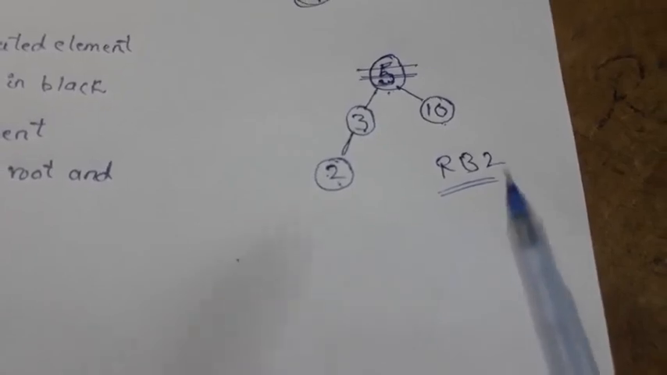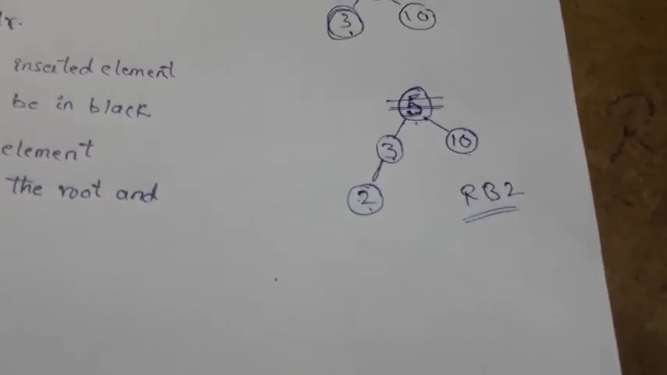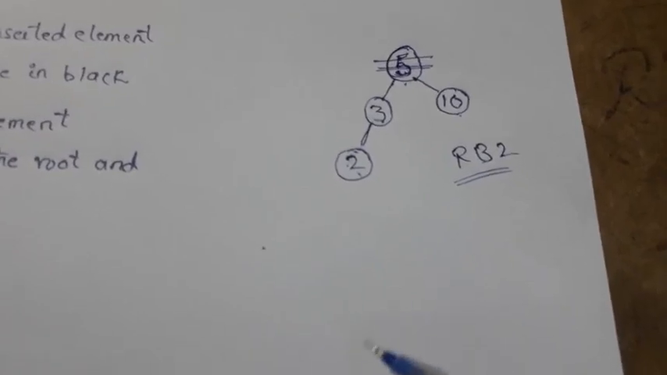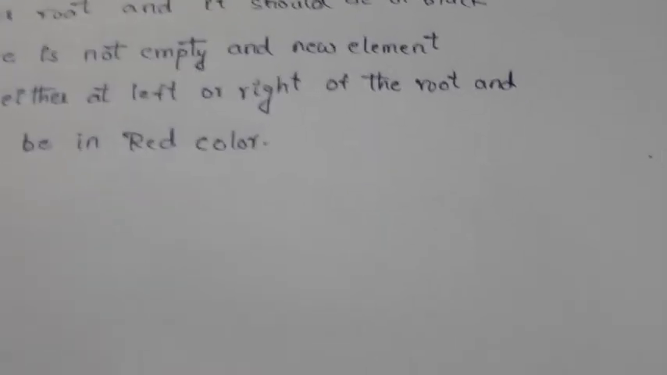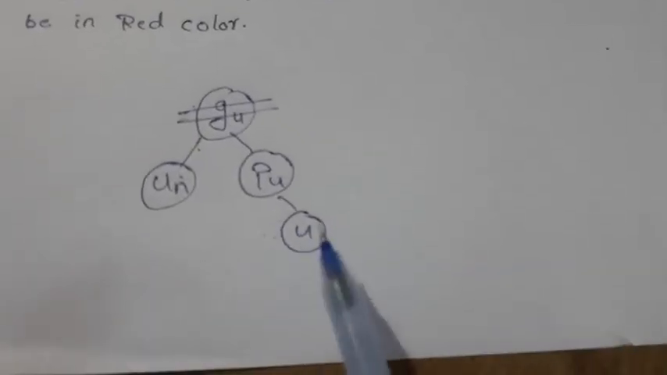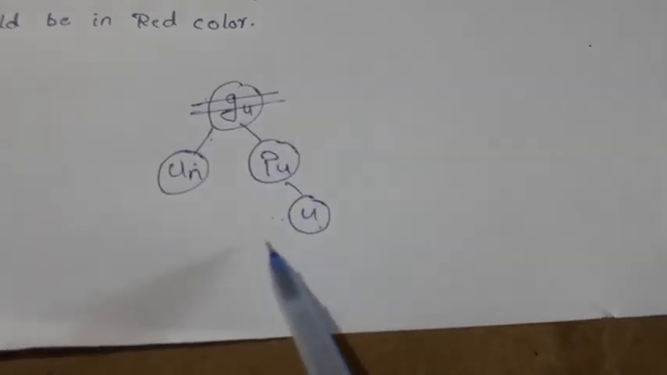So in this case, it is violating the property of RB2. So here the tree is imbalanced. For balancing, we have some cases. For example, see here, I represented the nodes with U, PU, GU and UN. So let me clarify what these things are.